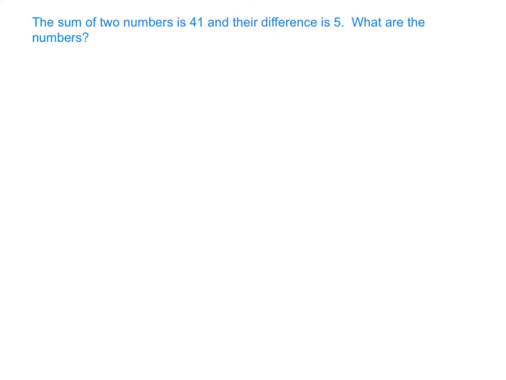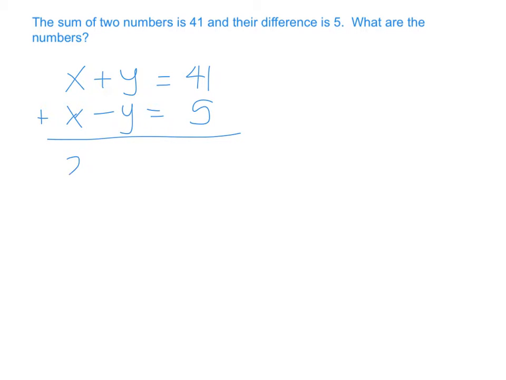Okay, get down the information for this one. It just says the sum of two numbers is 41 and their difference is 5. What are the two numbers? So I'm just going to call the numbers x and y. So x plus y is 41. x minus y is 5. All set up for elimination, adding together, 2x equals 46, divide by 2, and x equals 23.